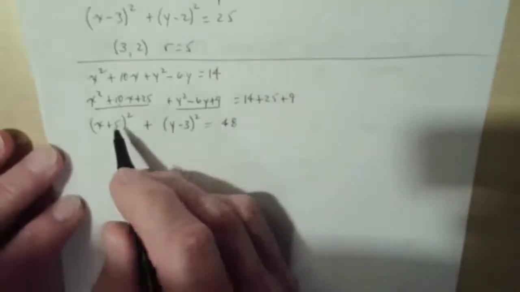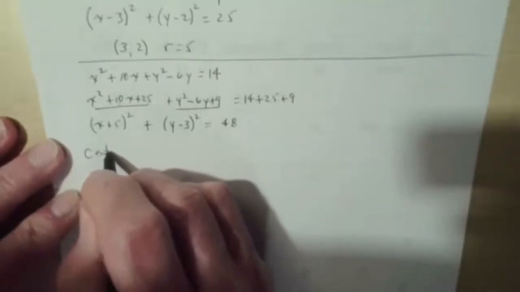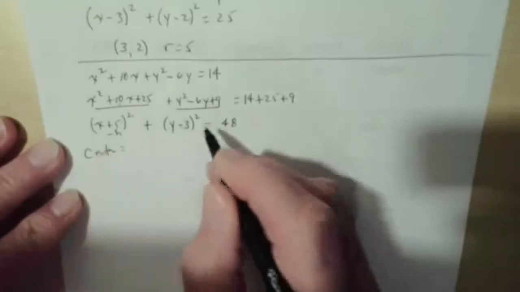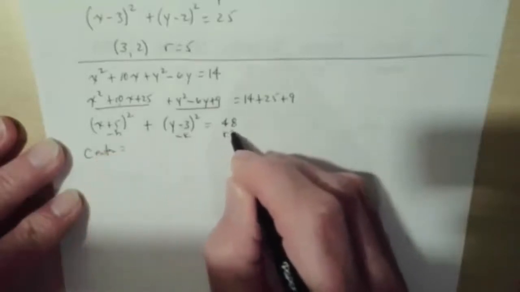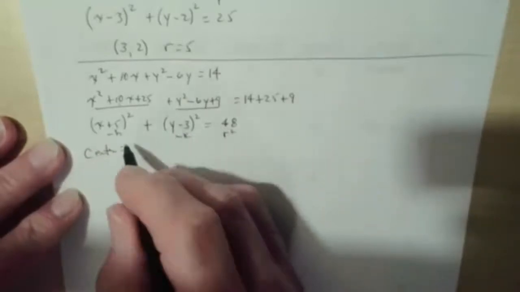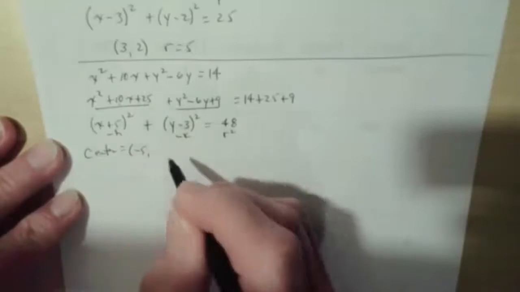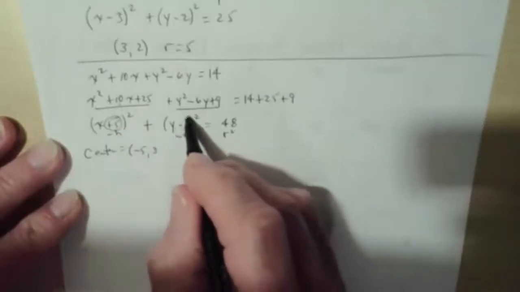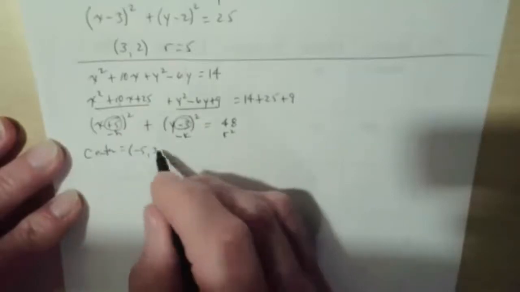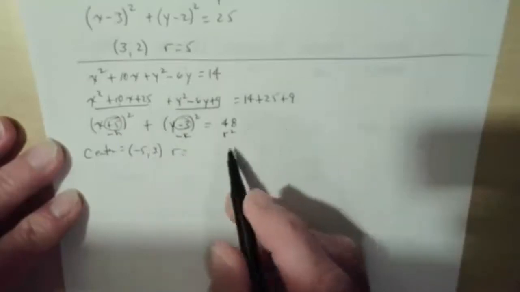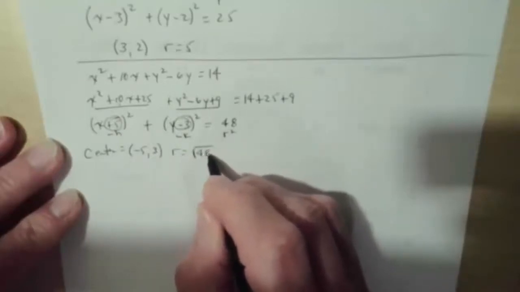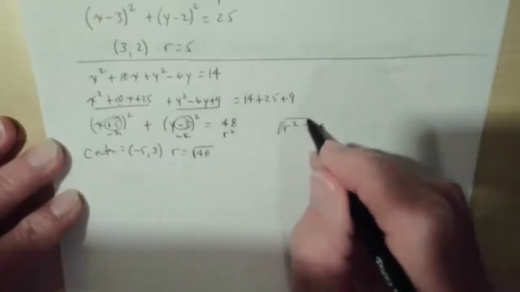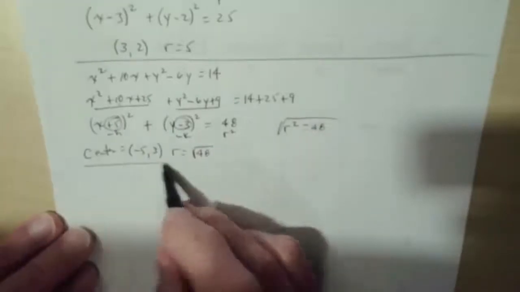Okay. So what's the center of our circle here? The center is negative h, negative k, and this is r squared. So the center is negative 5, comma 3, the opposite of these numbers, because it's negative h, negative k. And our radius is the square root of 48, because r squared is 48. And how do we find r? Take the square root of everything. Okay?